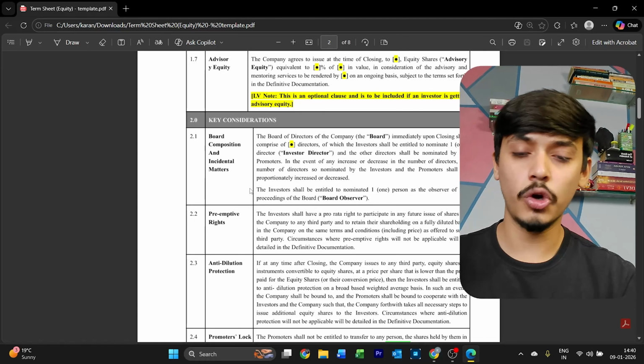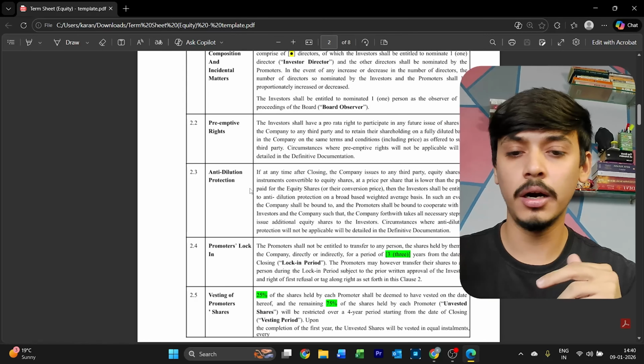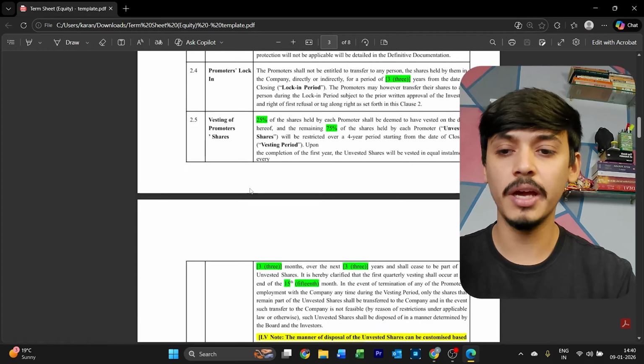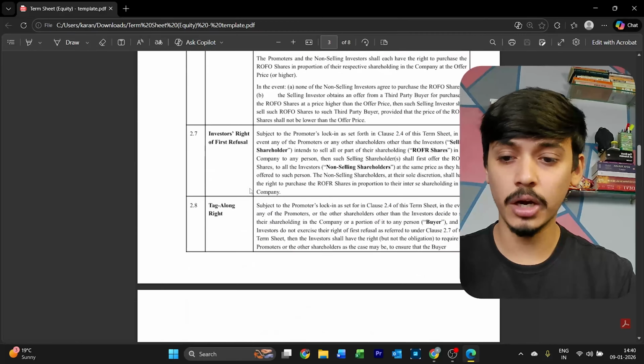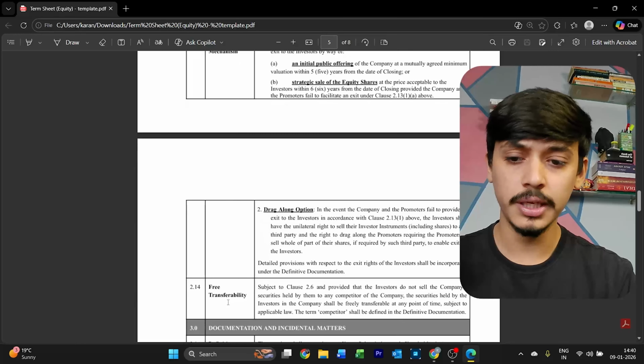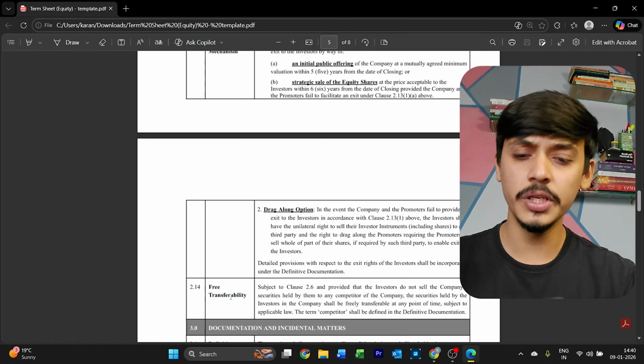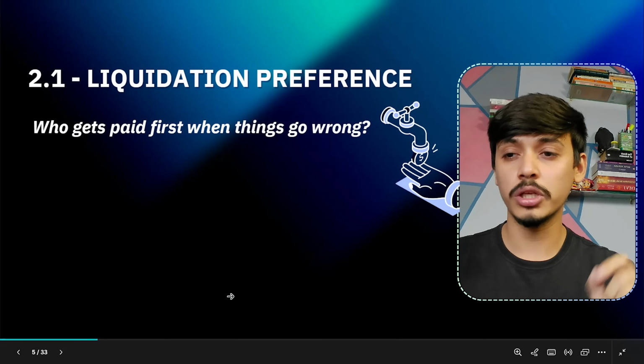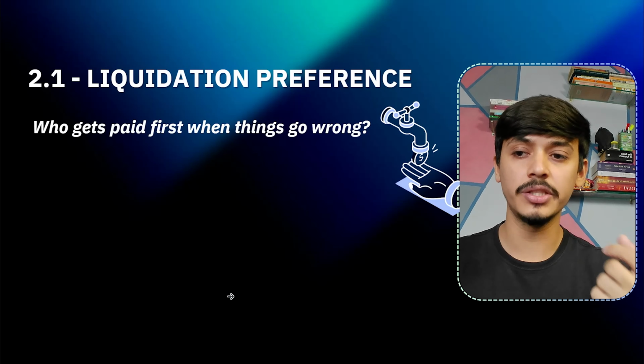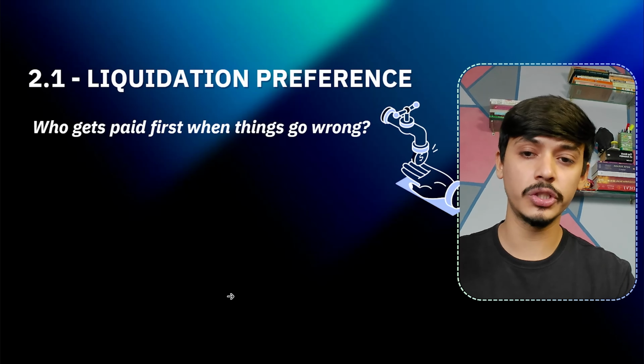In this document, some of the clauses are divided into 1 or 2 parts, and we have not covered them. If we take a look, there are around 14 odd clauses in this section 2, but we have clubbed them and we have covered 7, which takes care of most of the important ones. Clause number 2.1 is liquidation preference, which helps us understand who gets paid first when things go wrong.